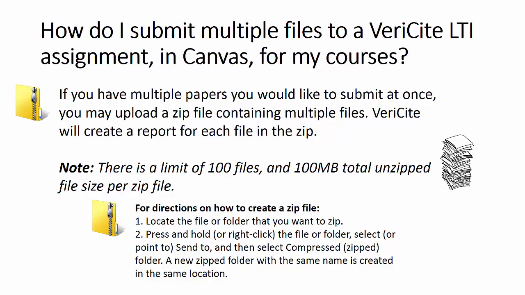This tutorial covers how to submit multiple files to a VeriCite LTI assignment in Canvas for my course. If you have multiple papers you would like to submit at once, you may upload a zip file containing multiple files. VeriCite will create a report for each file in the zip. There is a limit of 100 files or 100 megabytes total unzipped files per zip file. For directions on how to create a zip file, please refer back to this slide or look online on how to create a zip file.